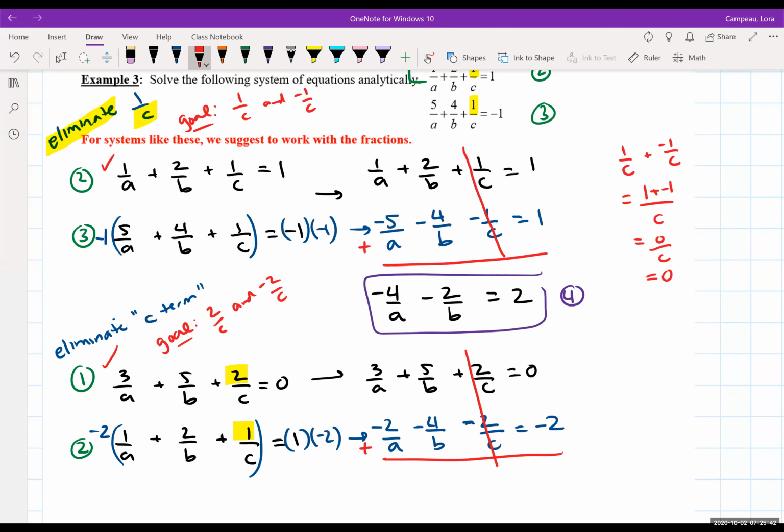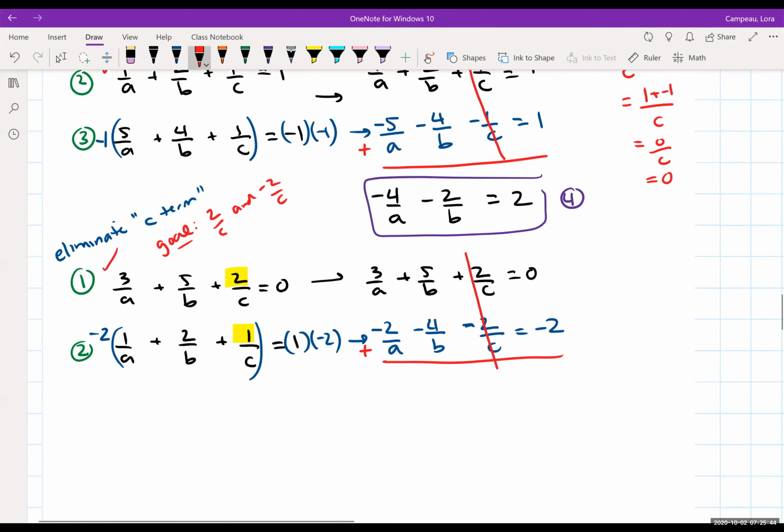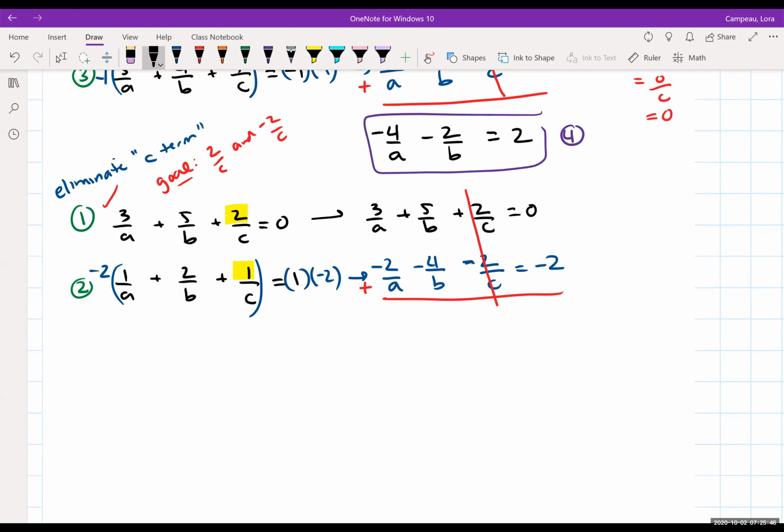We'll simplify a little bit. We have 3 over a minus 2 over a is 1 over a. 5 plus negative 4, we have 1 over b. And 0 plus negative 2 is negative 2. So right now, we have another equation.